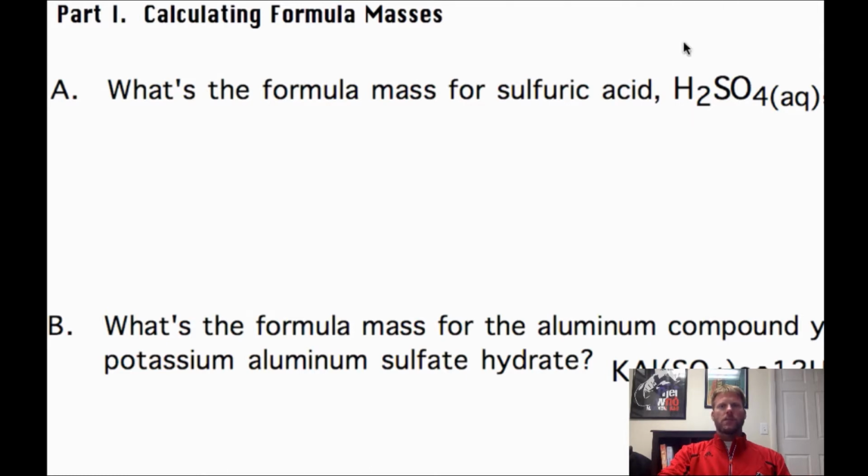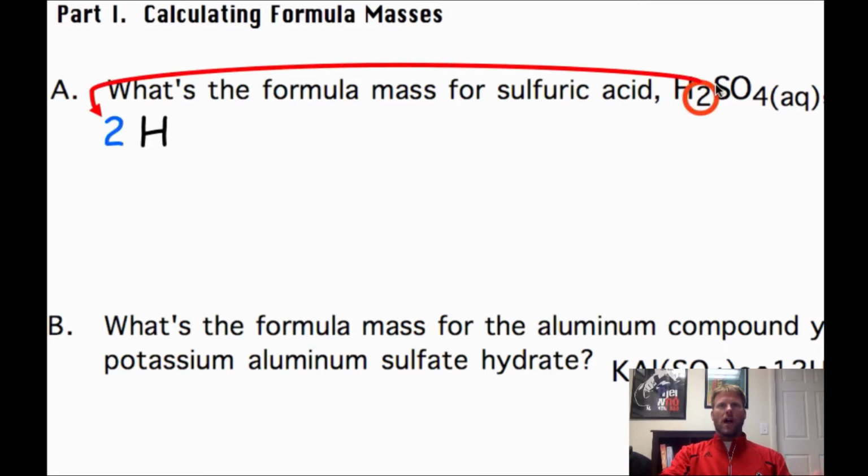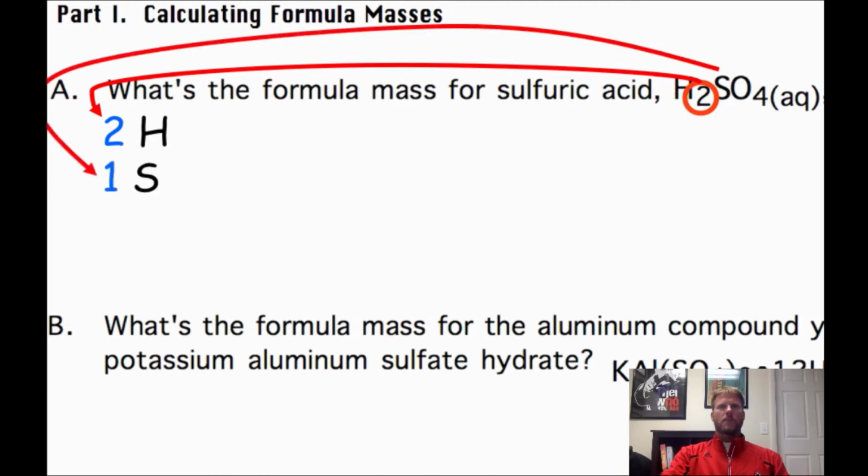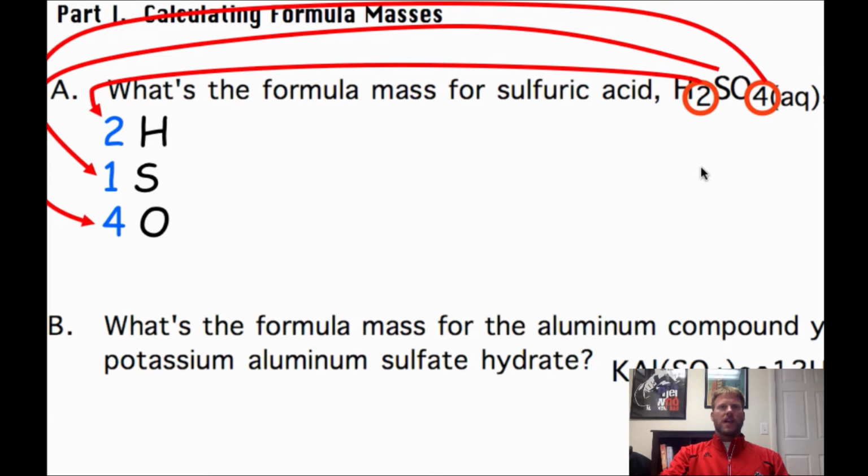The numerical subscripts in the formula tell you how many atoms of that particular element are in one molecule of that substance. For instance, this 2 tells you that there are 2 hydrogen atoms in one formula unit of sulfuric acid. Notice that sulfur, S, does not have a subscript. No subscript means that there is only one of these atoms in a formula unit of the compound. This 4 tells you that there are 4 oxygen atoms in a molecule of sulfuric acid.